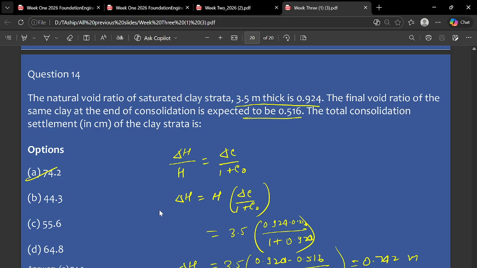Then your settlement can also be related with the variation in the void ratio in the soil. So with the help of this particular relation, you can basically account for how much settlement is happening if that much change in the void ratio is observed.